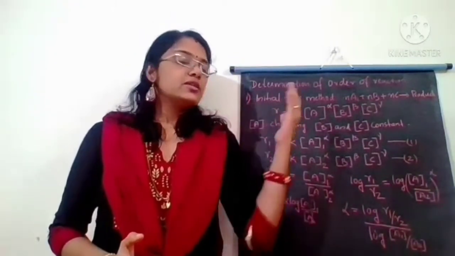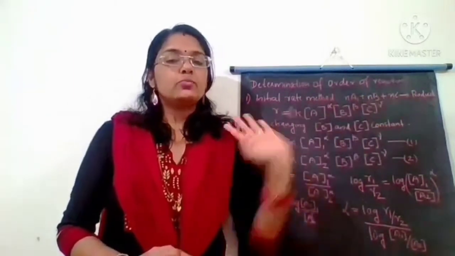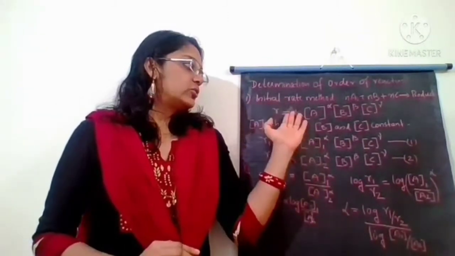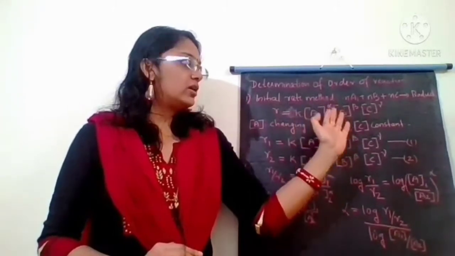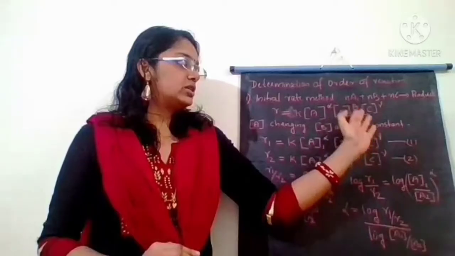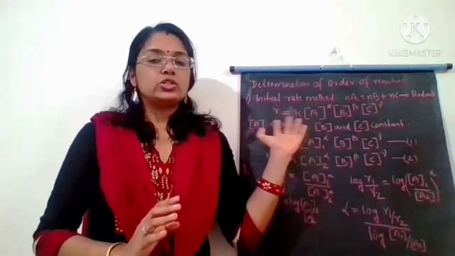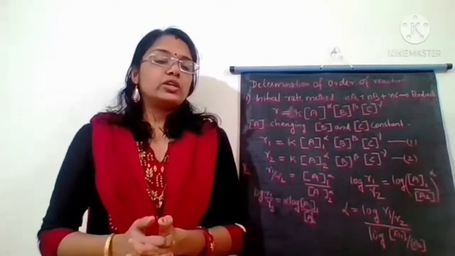For that, consider a general reaction, that is nA plus nB plus nC giving product. And we can write the rate equation as R is equal to K into concentration of A raised to alpha, into concentration of B raised to beta, and concentration of C raised to gamma. Suppose this is the rate equation obtained experimentally.